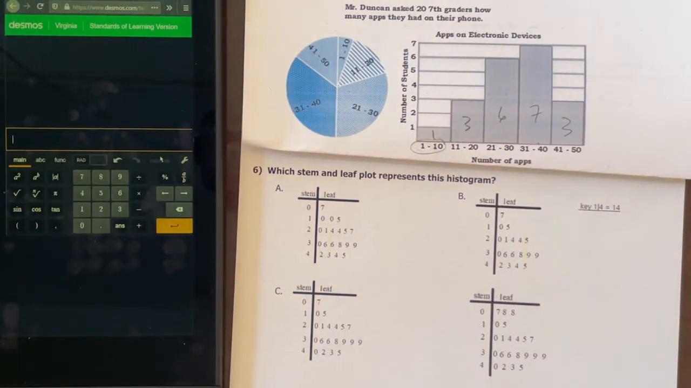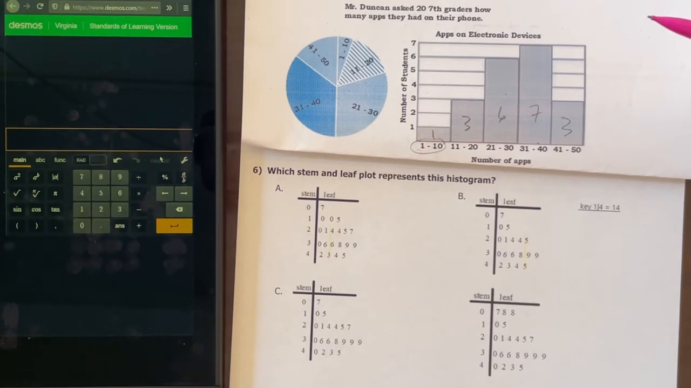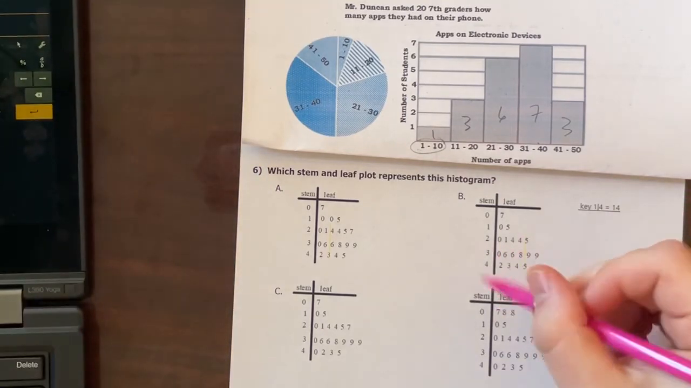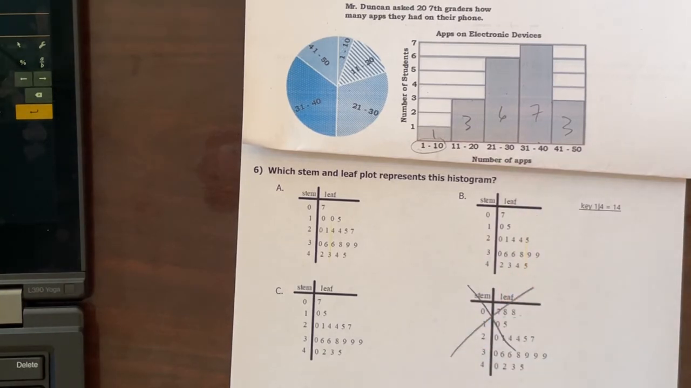And then lastly, moving to number 6. It says, which stem and leaf plot represents this histogram? That's going to be a little bit trickier, but we can certainly do this. Just looking at it carefully, we know that we're going to have only one person in that 1 to 10 range. So that means it cannot be D, because it has multiple people in that 1 to 10 range.